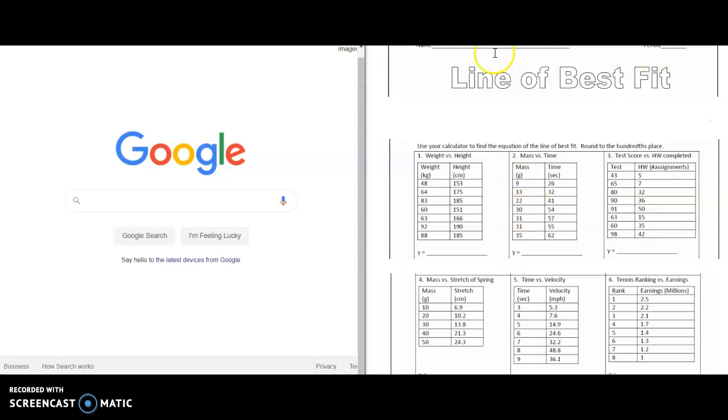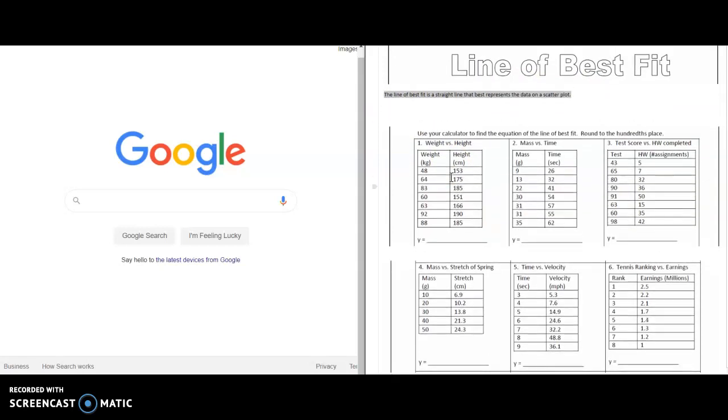The line of best fit. We are going to be finding the line of best fit for this data. But before we can do that, we need to define what it is. The line of best fit is a straight line that best represents the data on a scatter plot. So the line of best fit is a straight line that best represents the data on a scatter plot.